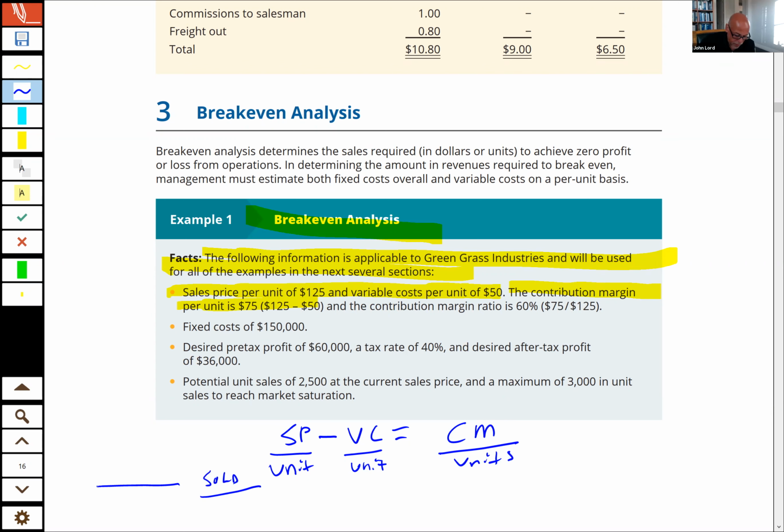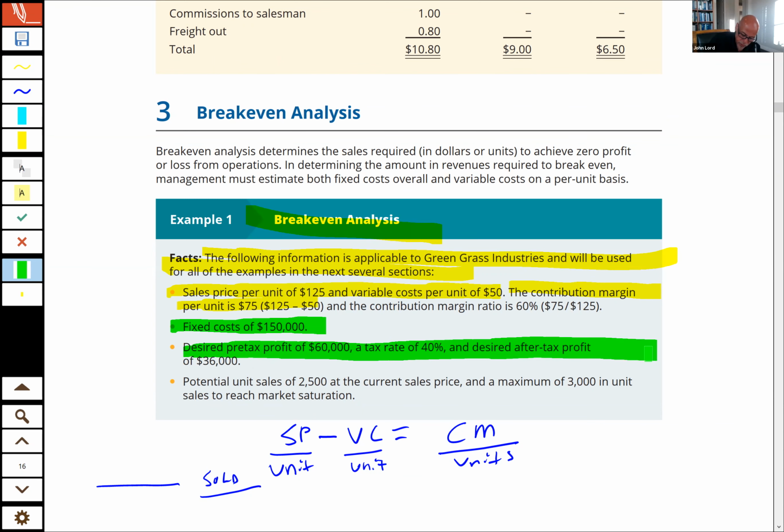Okay, now fixed costs, they tell us in this example, are 150,000, and then they tell us there's a desired pre-tax profit of 60,000, tax rate of 40%, and so there's a desired after-tax profit of 36,000. And potential sales of 2,500 at the current sales price, a maximum of 3,000 units to reach market saturation, whatever.